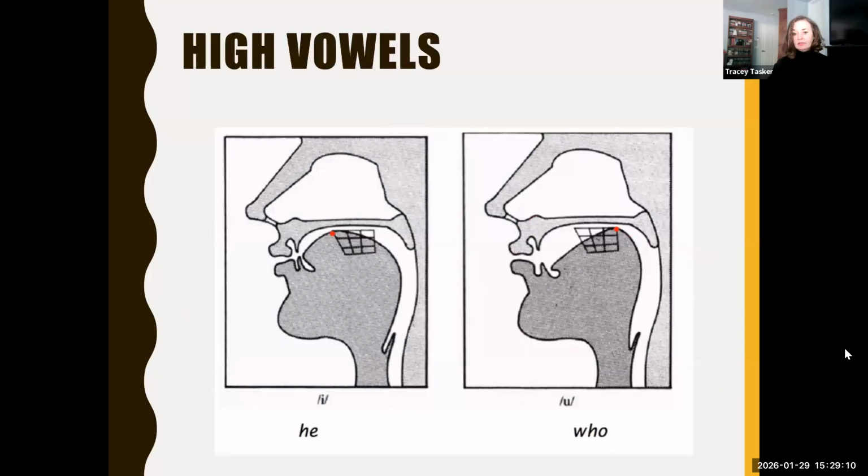So this is a sagittal view, a side view, of what your articulators would look like when you're making these different vowels. As you can see, on the left is the E, where the lips are retracted, right? And it's high, versus oo, as in the word who, where you can see the opening of that vocal tract, and you can see it moving back, right?